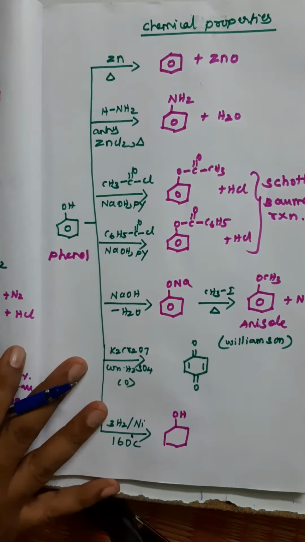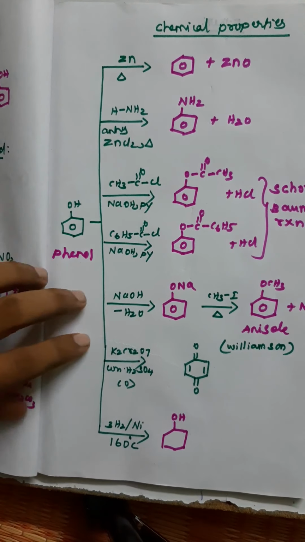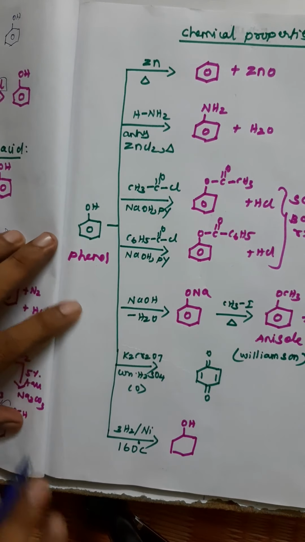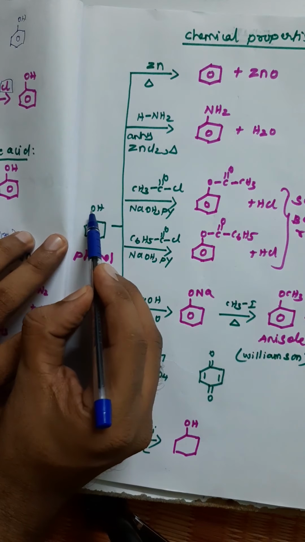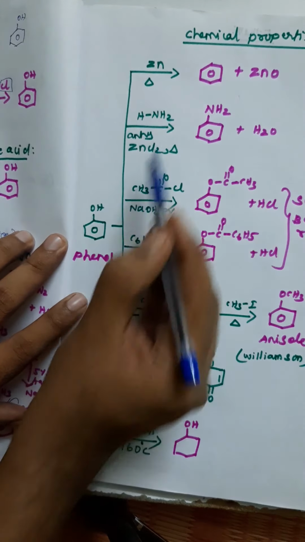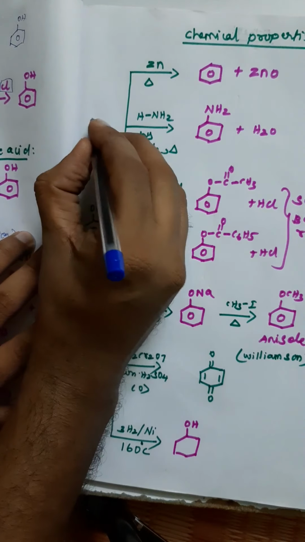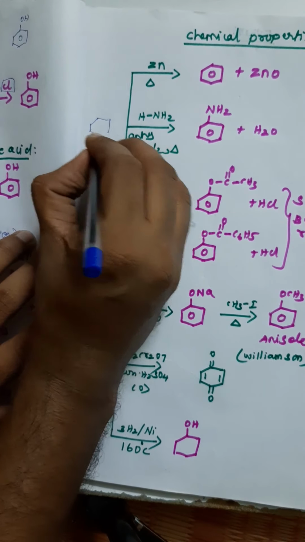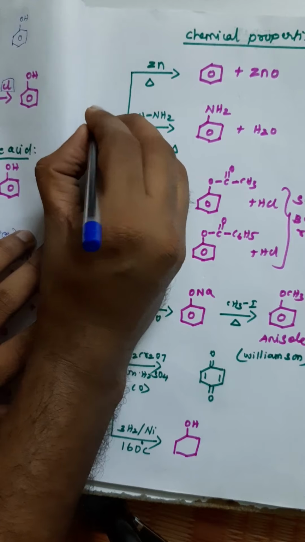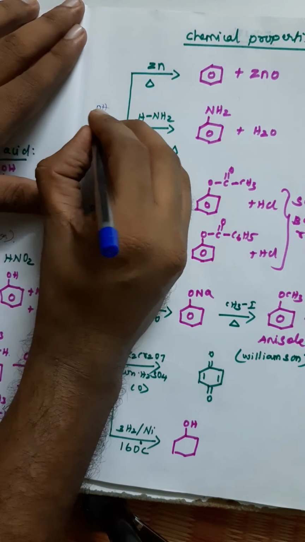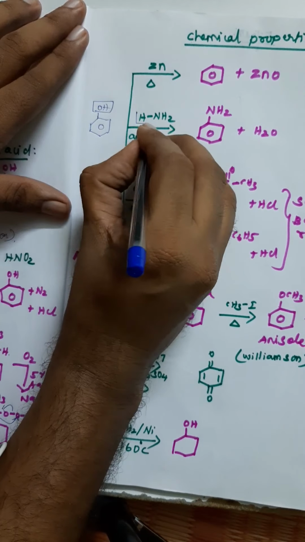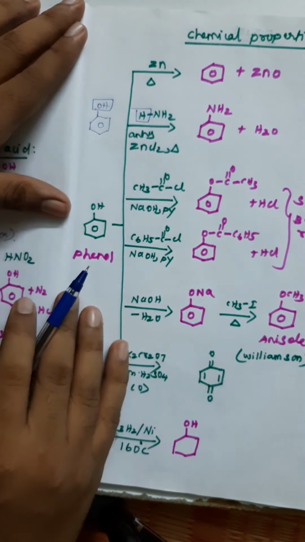Next, some of the chemical properties of phenol. How does phenol react with zinc? When it reacts with zinc, it removes that O alone, zinc oxide, and benzene is formed. When phenol reacts with ammonia in the presence of anhydrous zinc chloride, H2O is removed, and we are getting aniline.